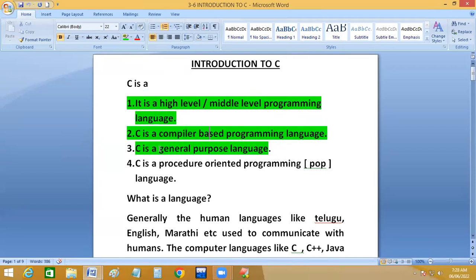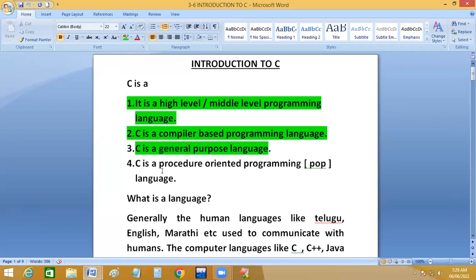And the third point we have discussed: C is a general purpose programming language. Because by using C language, we can design many types of applications, both system software and application software, like operating systems, editors, translators, device drivers, databases, commercial applications, all these things. That's why we call C a general purpose programming language also.